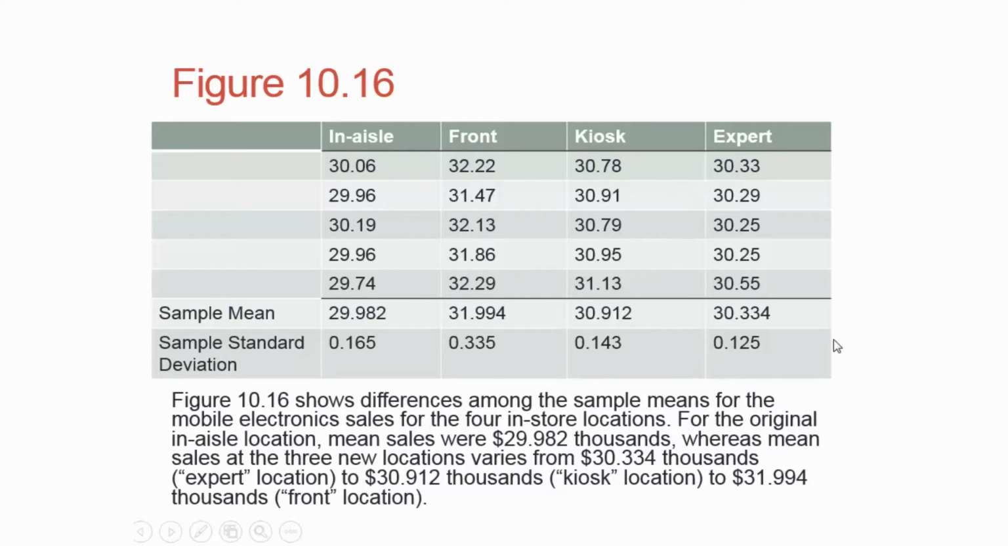And what we want to know basically is whether the average level of sales is the same regardless of which location we place the mobile electronics. For the original in-aisle location, for instance, the mean sales were $29.982 thousand. This is $32,000, $31,000, and $31,300. And these are the standard deviations that correspond to each one of those values.